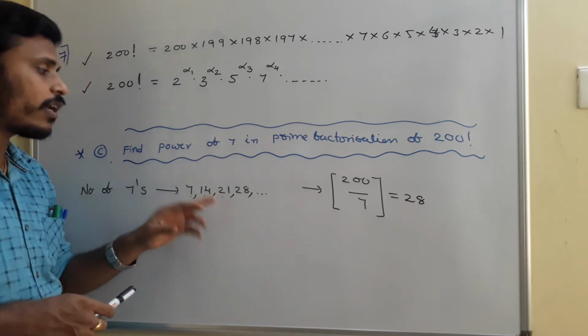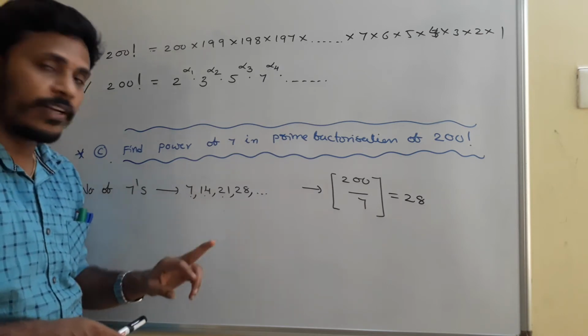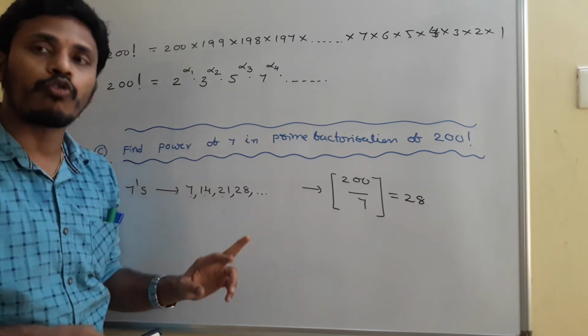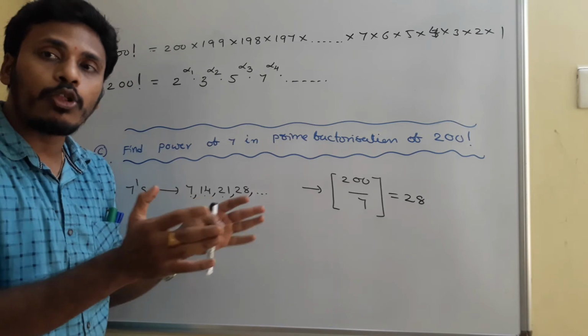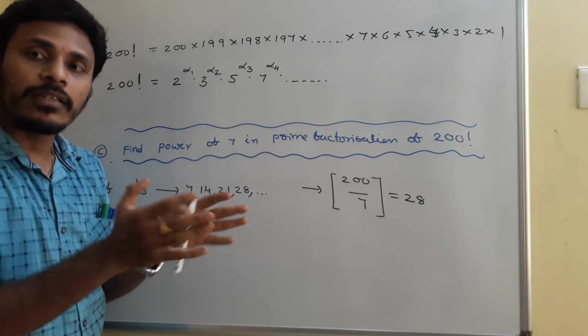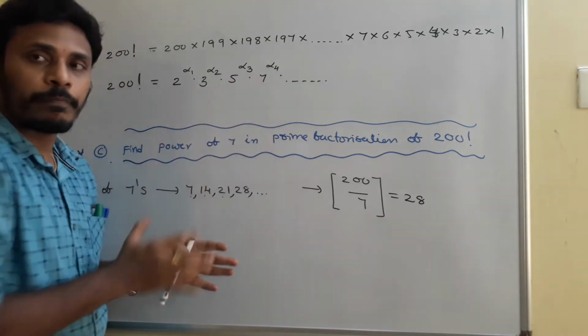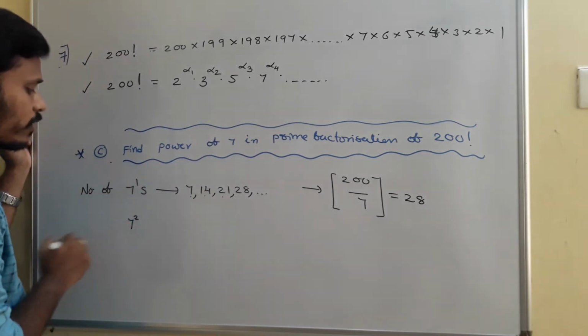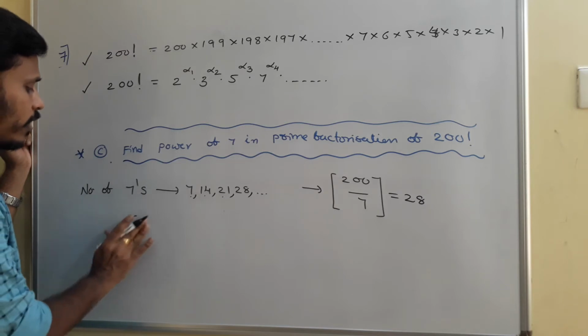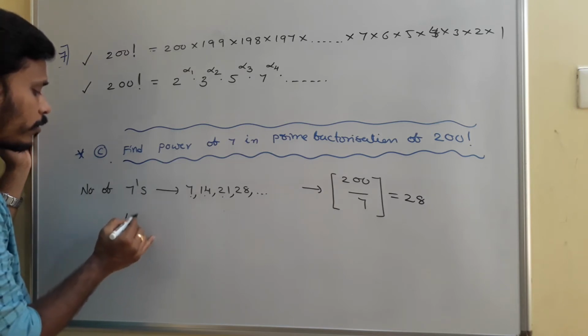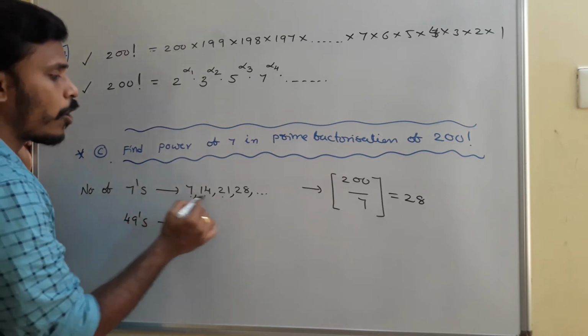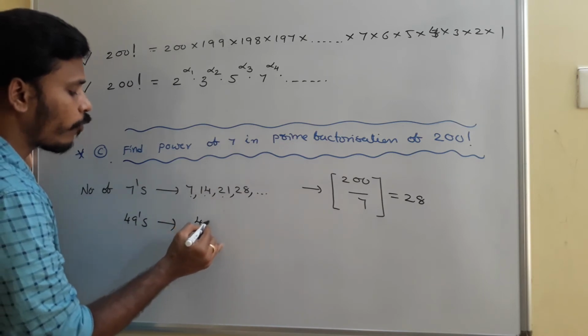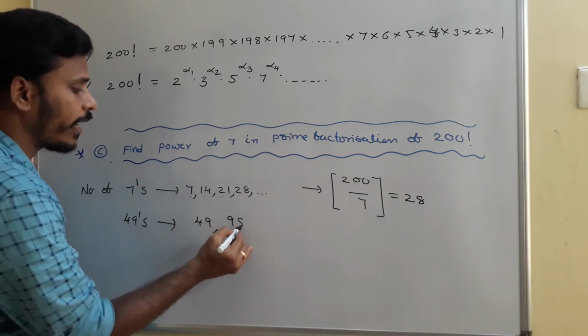We write these 28 numbers like 7 into 1, 7 into 2, 7 into 3, 7 into 4, like that. If you collect all those 7s, that is the number of 7s you will get here, okay? And the next thing is, you need to select 7 squares also, okay? 7 squares, in the sense 49 multiples. Why? Because among this list, somewhere you will get 49 and somewhere you will get 98.